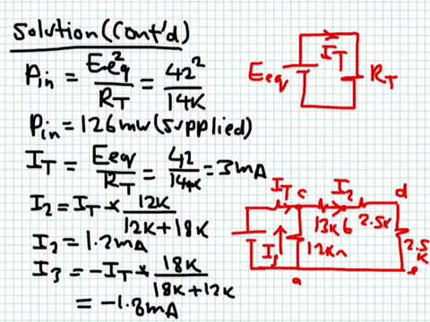One current will go into this branch and another current will go into this branch. These two branches are in parallel. They are connected between node C and node A. So I can get I2, this current here, using the current division expression. I2 is equal to IT multiplying 12K over 12K plus 18K. This is the whole resistance of these branches, 18K. So I2 is equal to the total current, which is 3 milliampere, multiplying 12K over 12K plus 18K, which gives 1.2 milliampere.